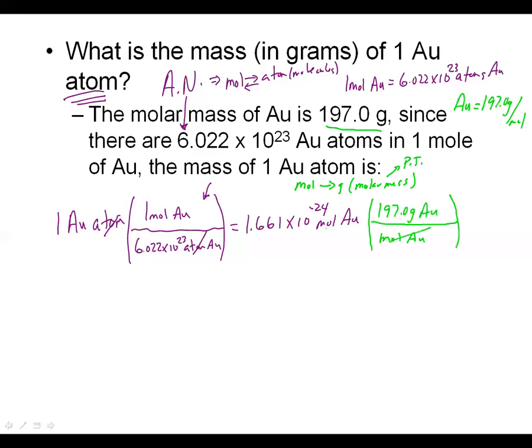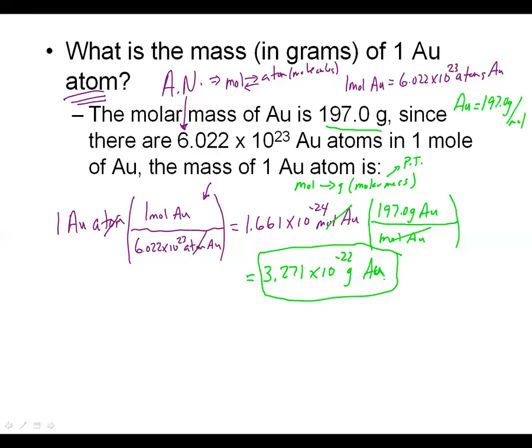The moles will cancel at this point, and we will end up with, if I punched the right number in, probably would help. We will end up with 3.271 times 10 to the minus 22 grams of gold. And if you look at that number, you should hopefully recognize that it is a very small number, which is what you would expect. Here we are talking about 1 individual gold atom, so obviously it should have a very, very small mass.